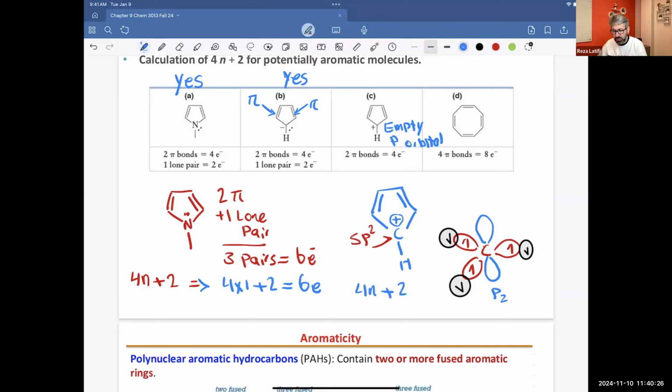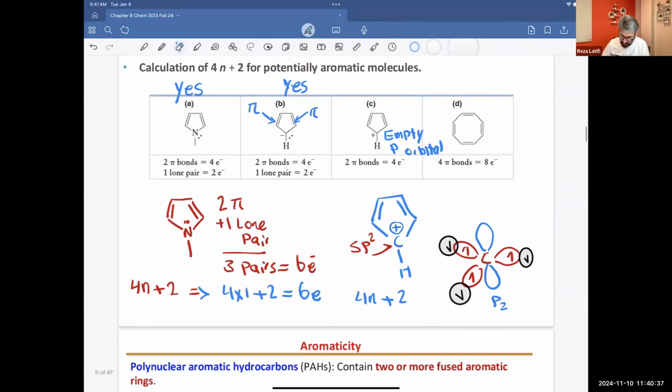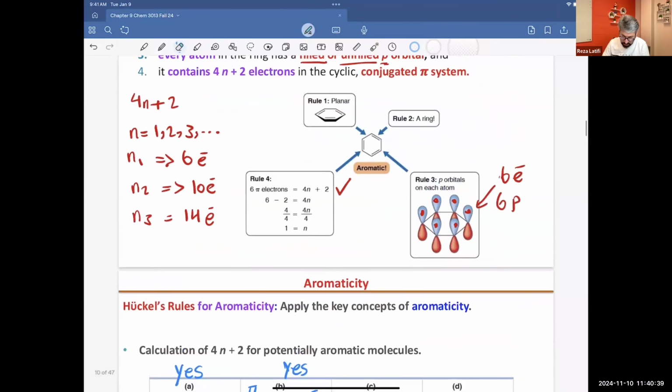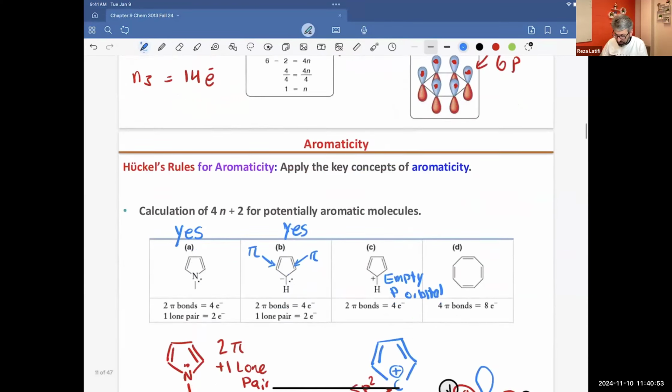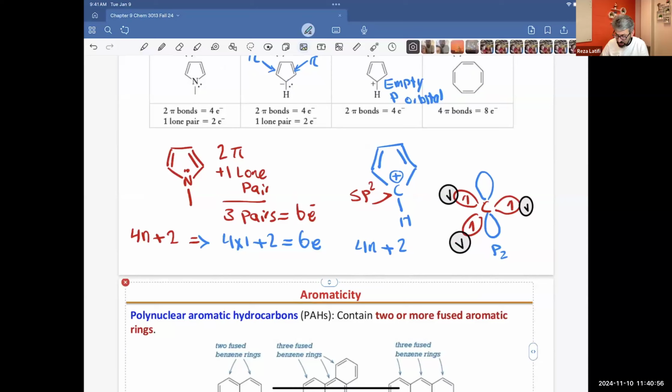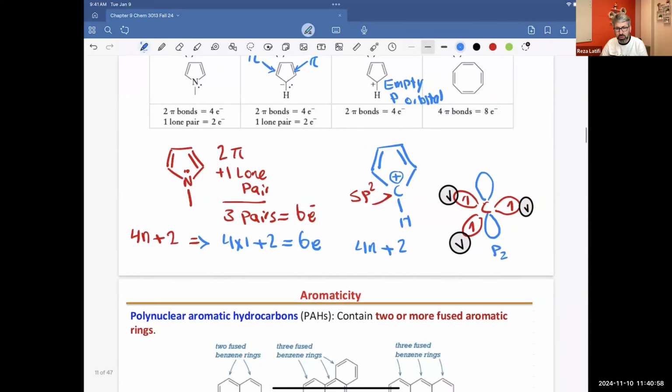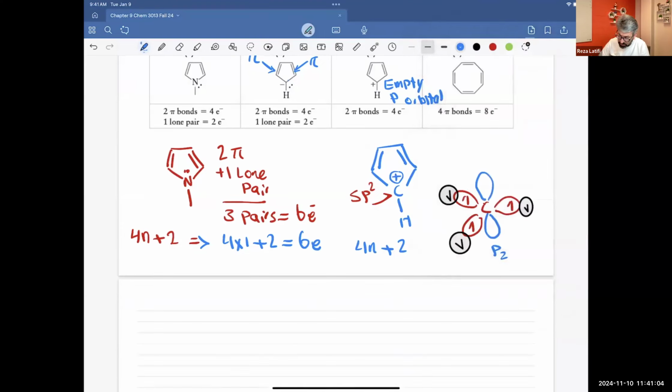Okay, in this case, if n is 1, I should get 6 electrons. I'm sorry, I think I wrote somewhere that n must be equal to 1. I'm sorry about this one, and it can actually be 0 as well. Forgive me about this. If n is equal to 0, then we should get 2 electrons. It's not. We have 4 electrons. So in this case, n is going to be technically equal to a half.